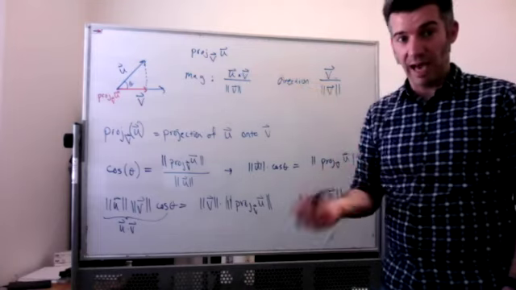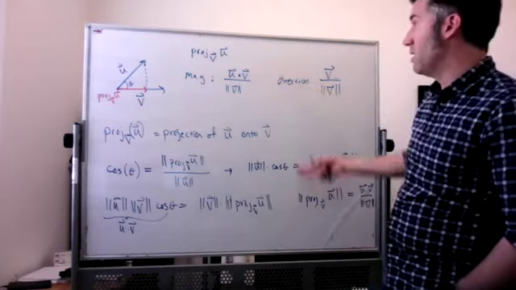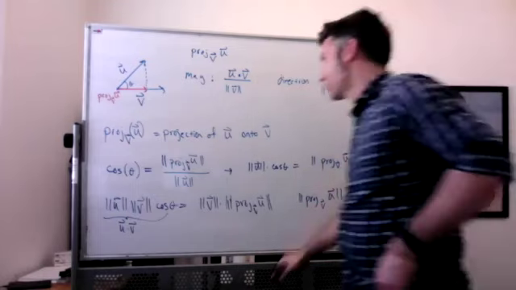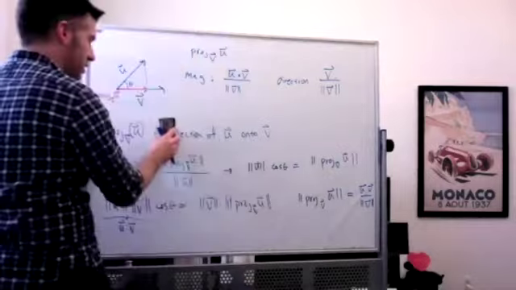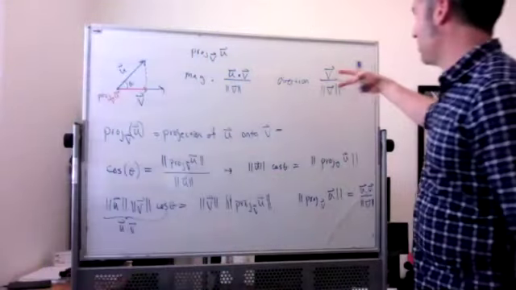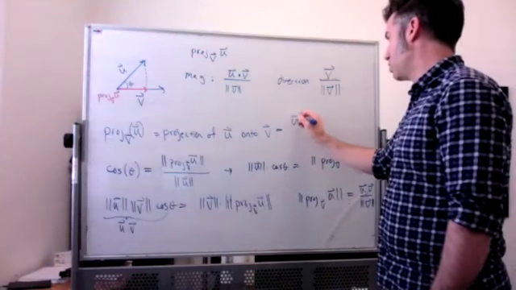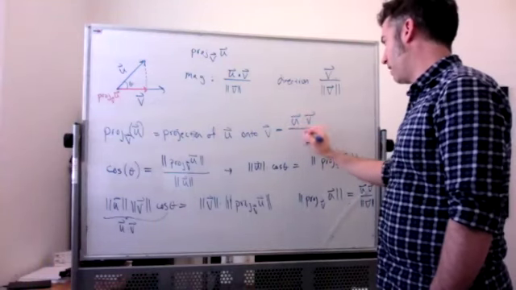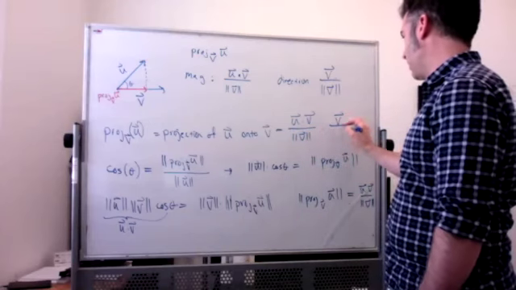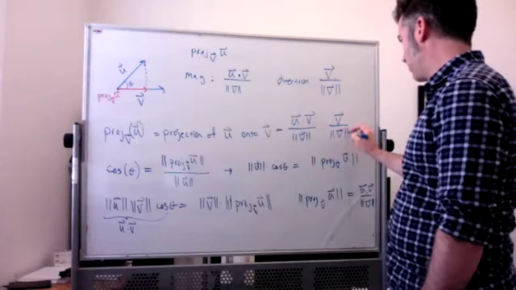And that means the actual projection of u onto v is the magnitude times the direction. So the projection of u onto v is equal to this times this: u dot v divided by the magnitude of v, times v divided by the magnitude of v.